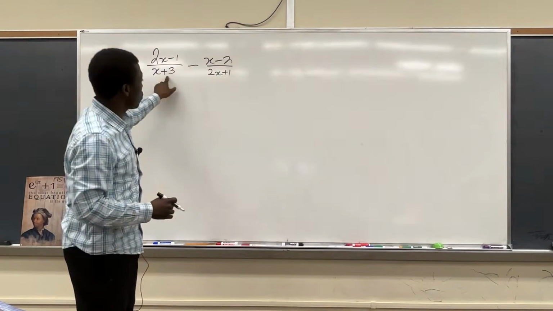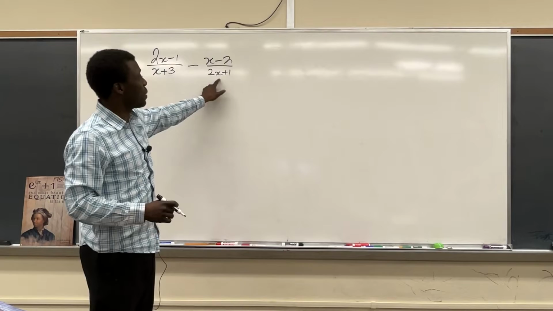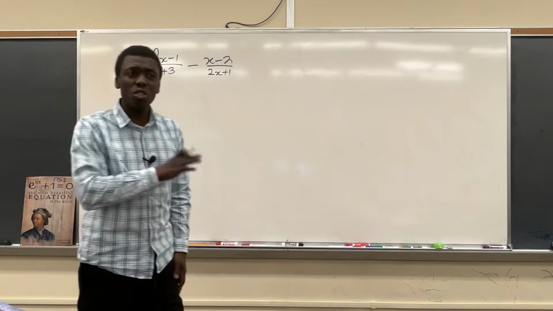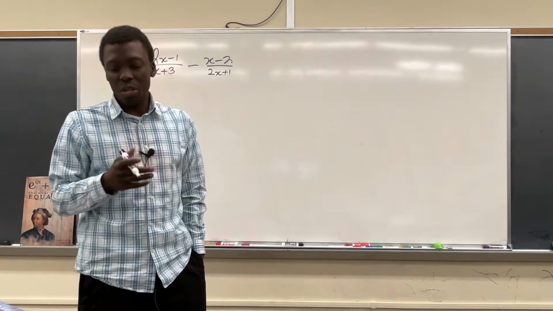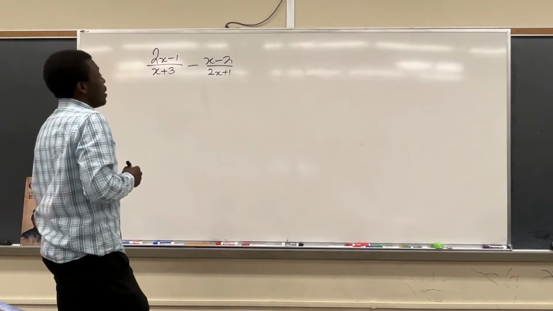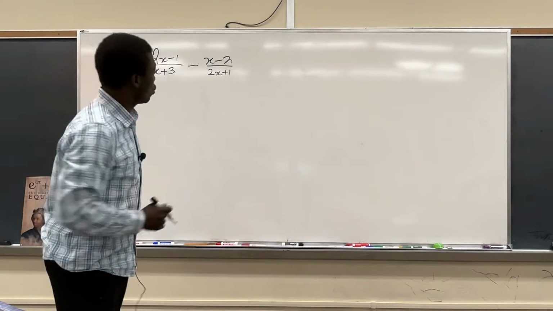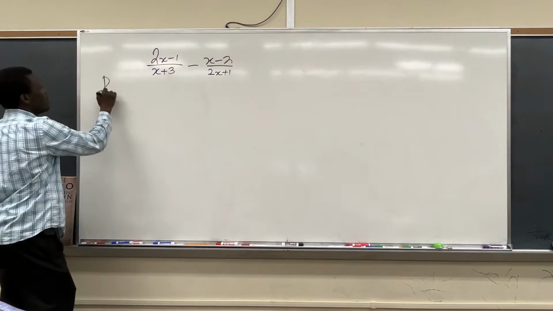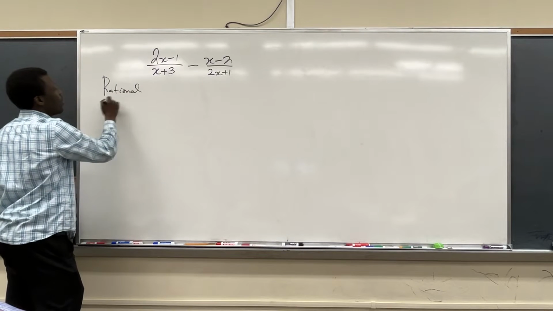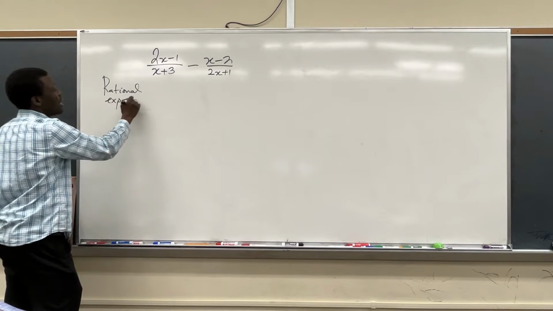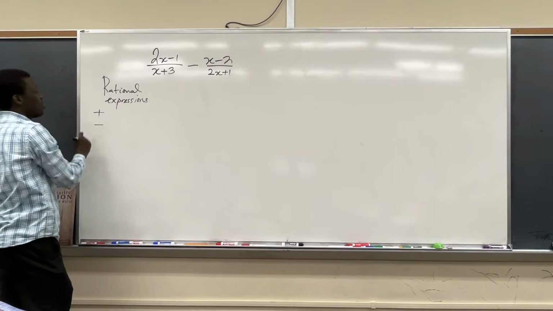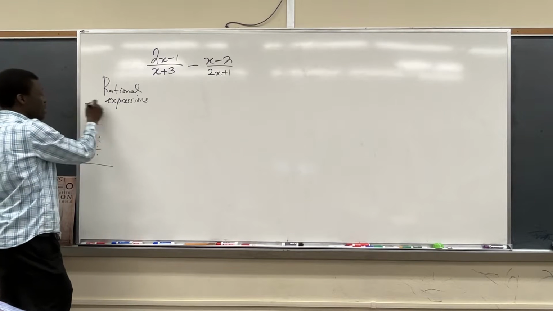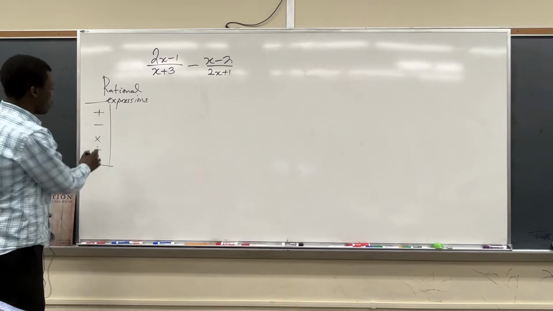2x minus 1 over x plus 3 minus x minus 2 over 2x plus 1. So let's talk about this a little bit, and then we'll transition into any other math questions you have. So we're looking at rational expressions, and we're learning how to add them. We're going to add them, subtract them, multiply them, and divide them. But we've already done a little bit of multiplying and dividing.